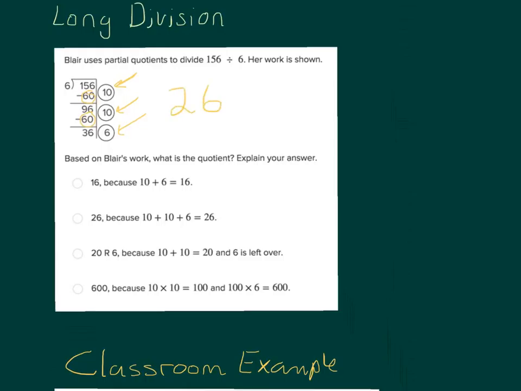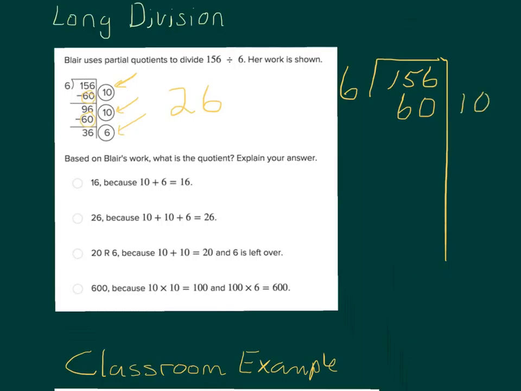Okay, this could be a little bit confusing, so let's take another look at that. So what it looks like Blair did is she didn't know how many times 6 went into 156, but she did know how many times 6 went into 60, which is part of 156. So how many times does 6 go into 60? 10 times. Now that's only dividing 60 of the 156, so there's still some left to divide. So if you take the 60 away from 156, you get 96. And how many times does 6 go into 96? Blair did not know, but she did know that 6 goes into 60 10 times, so she did that again.